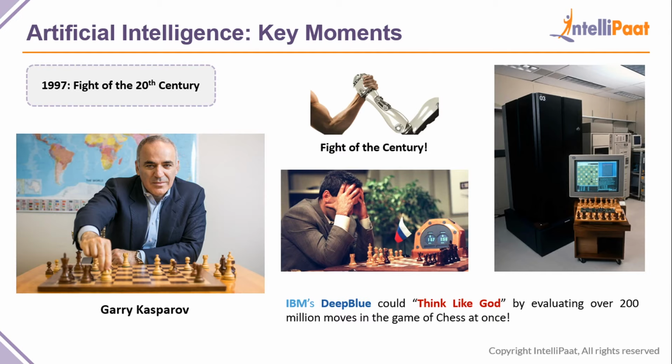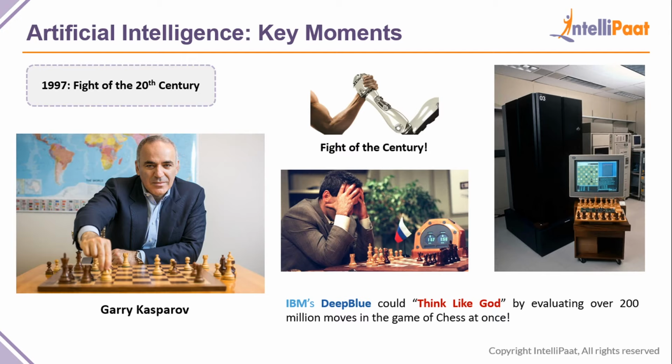So it's basically a set of computers running together to form a supercomputer. What it could do was evaluate 200 million moves at a single point in time. Every second it can understand 200 million moves, and it could play chess that quick. And it beat Garry Kasparov multiple times, but then Garry Kasparov came back and actually beat it once again.